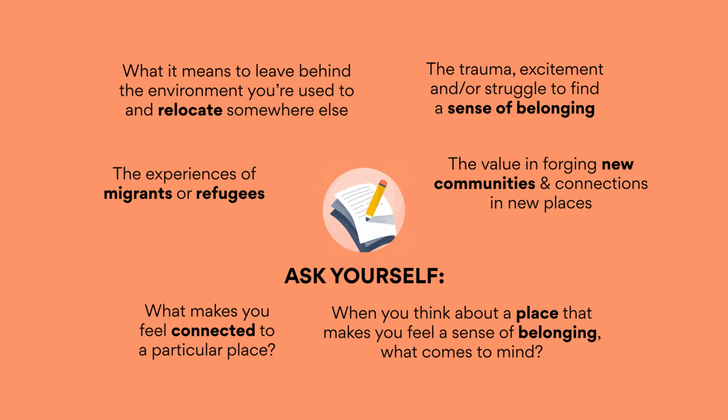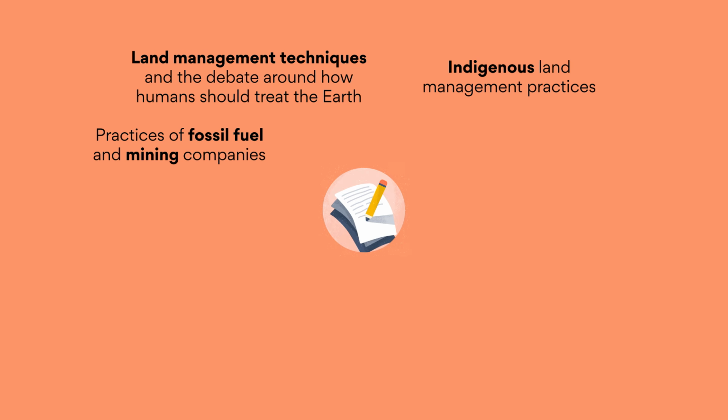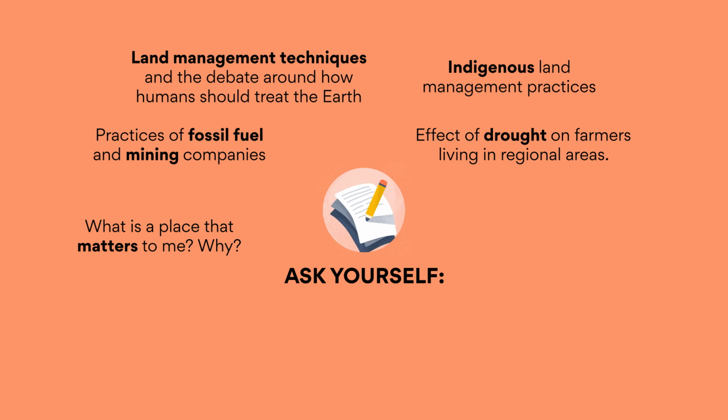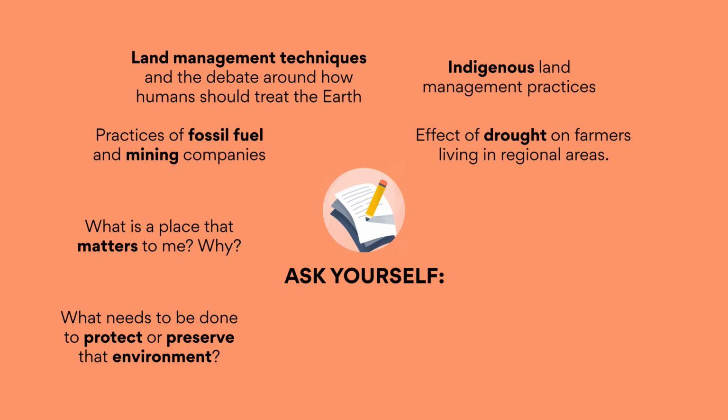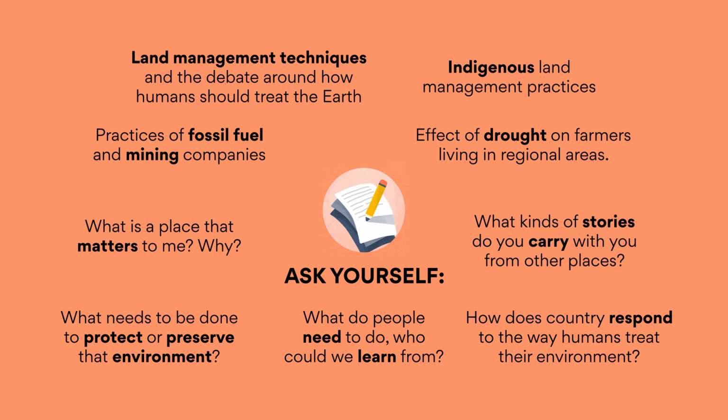When you think about a place or a physical location that makes you feel a sense of belonging, what comes to mind? You could think about land management techniques and the debate around how humans should treat the earth, writing about anything from indigenous land management practices to the practices of fossil fuel and mining companies to the effect of drought on farmers living in regional areas. This kind of ties together some of the previous points, but you could ask yourself, what is a place that matters to me? Why? What needs to be done to protect or preserve that environment? What do people need to do? Who could we learn from? What kinds of stories do you carry with you from other places? Or how does country respond to the way humans treat their environment?